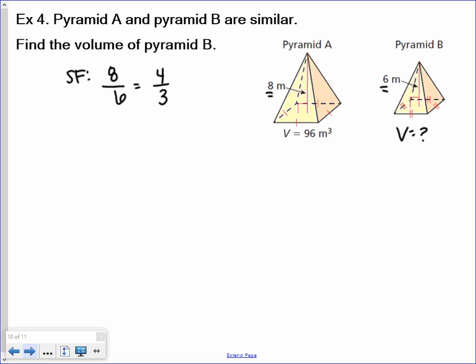Cube it. Take 4/3 and cube it. So we're going to cube 4 and we're going to cube 3, because volume is units cubed. 4 cubed is 64. 3 cubed is 27. And now we can set up our proportion using this fraction.